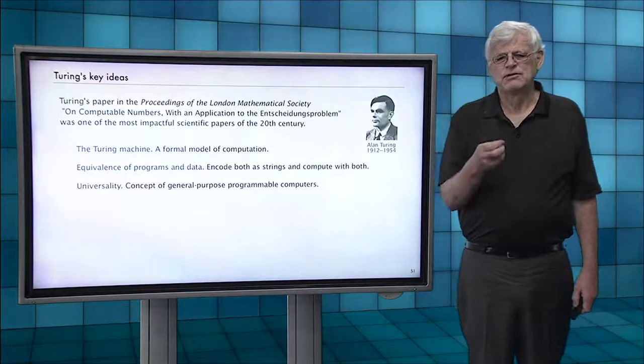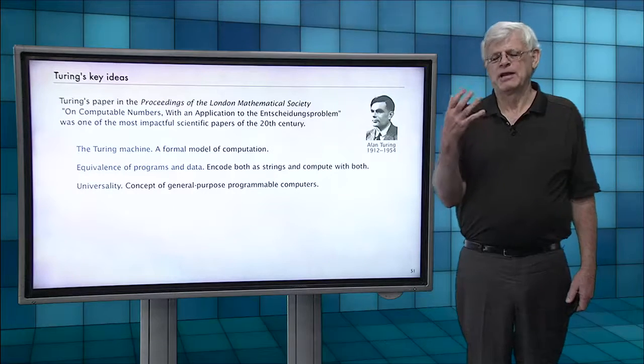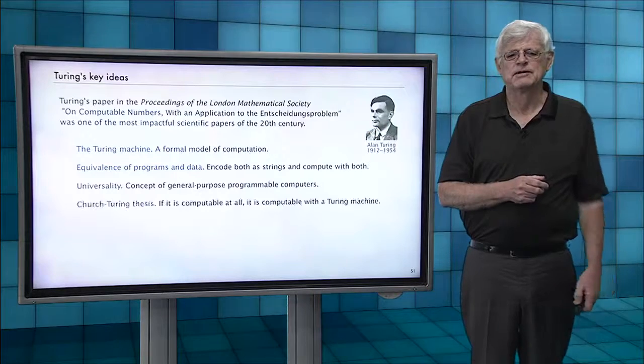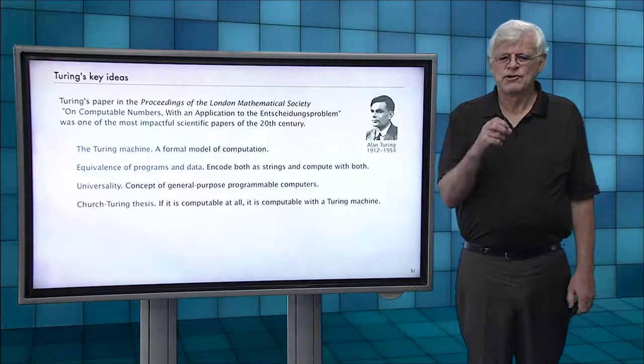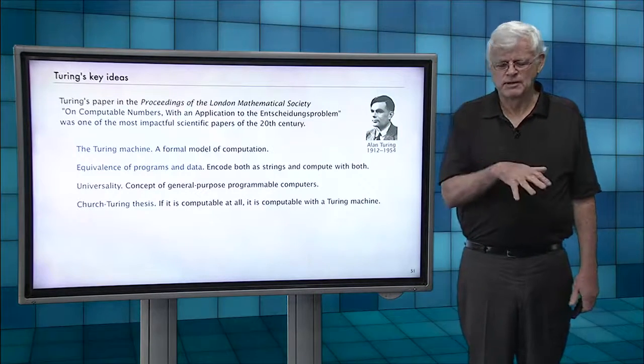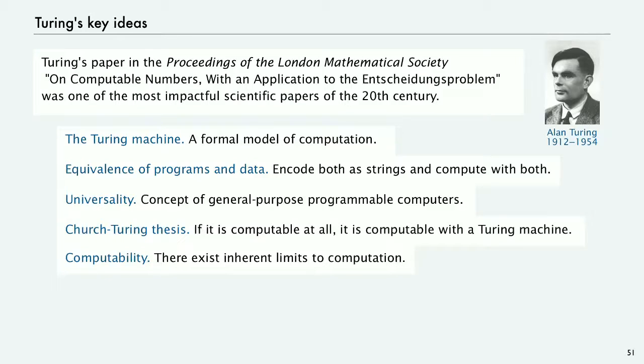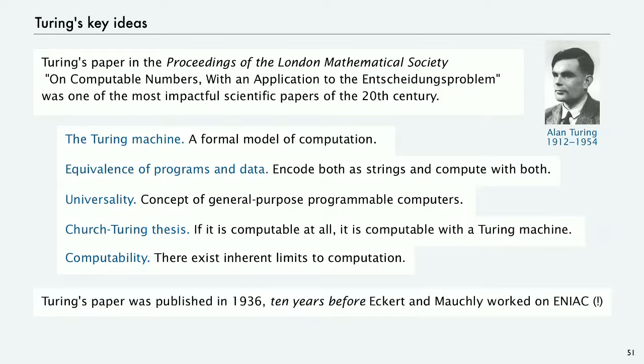The idea of universality, the concept that we can have one device that can compute anything that we know how to compute. The Church-Turing thesis that says if you can compute it at all, you can compute it with a Turing machine. And therefore, anything in this universe that computes is equivalent to a Turing machine. The idea that there are limits to computation and there are things that we cannot compute.